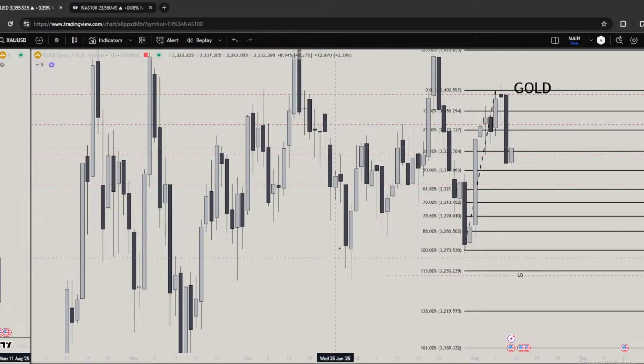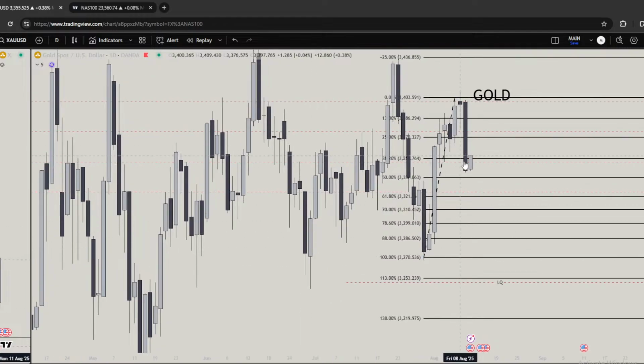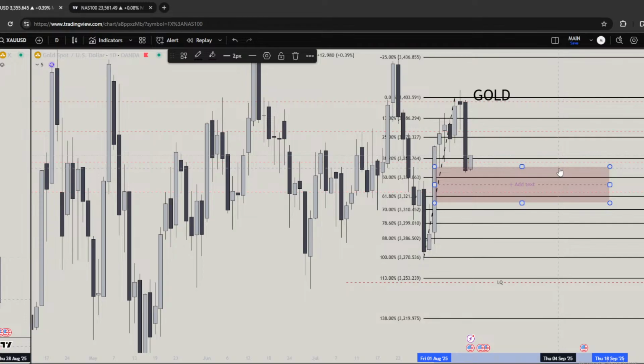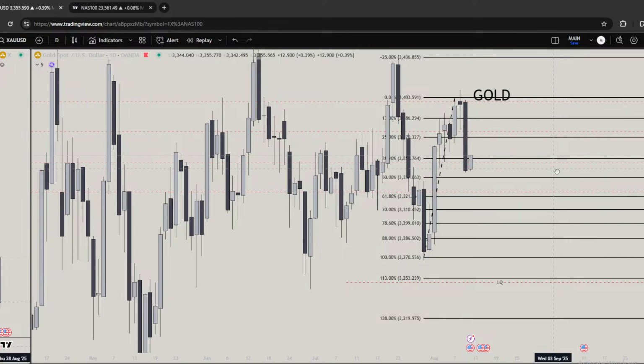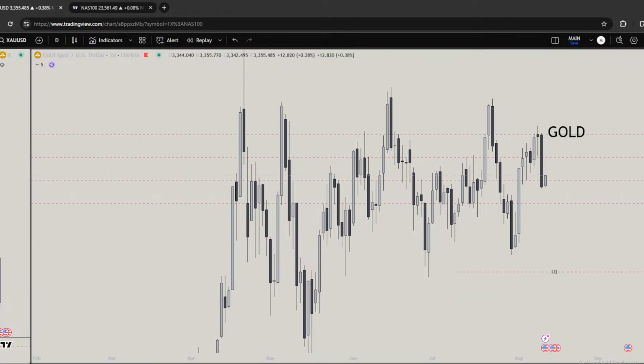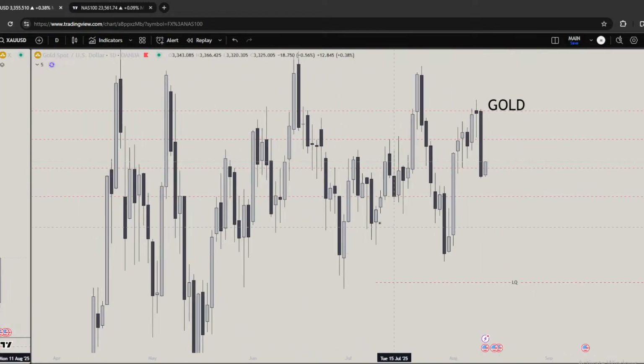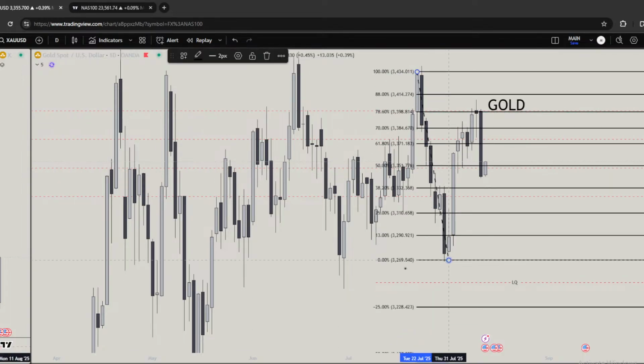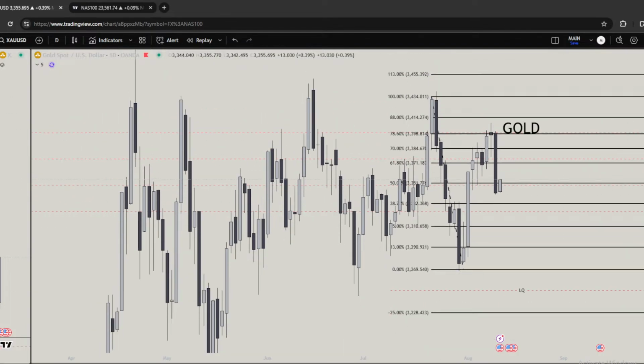Yeah, it's not there yet. Started falling down. We came into this daily FVG. I still like, I could be wrong, but I still see it pulling back down lower. Yeah, I still see gold pulling back down.